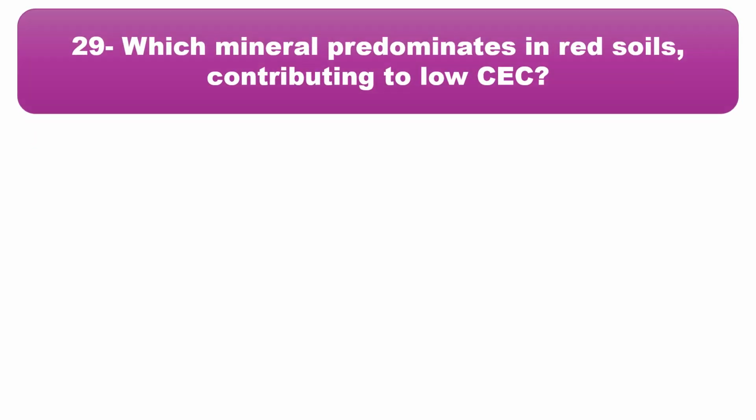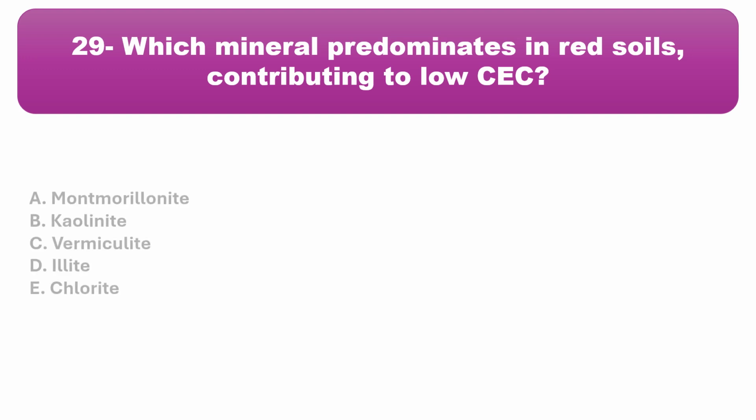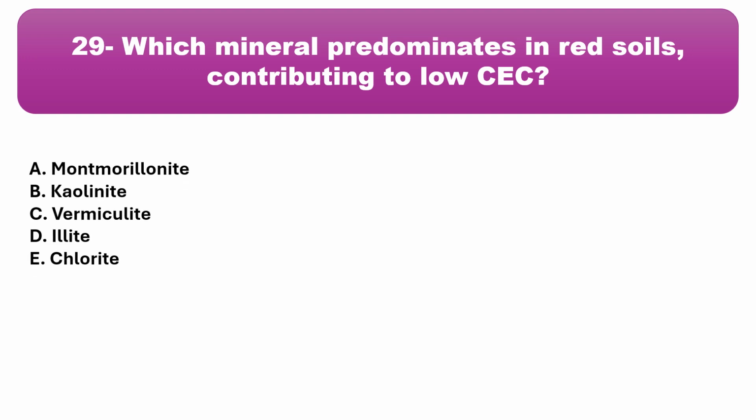Next question. Which mineral predominates in red soils contributing to their low cation exchange capacity? The options are montmorillonite, kaolinite, vermiculite, illite, chlorite, and the correct answer here is kaolinite.